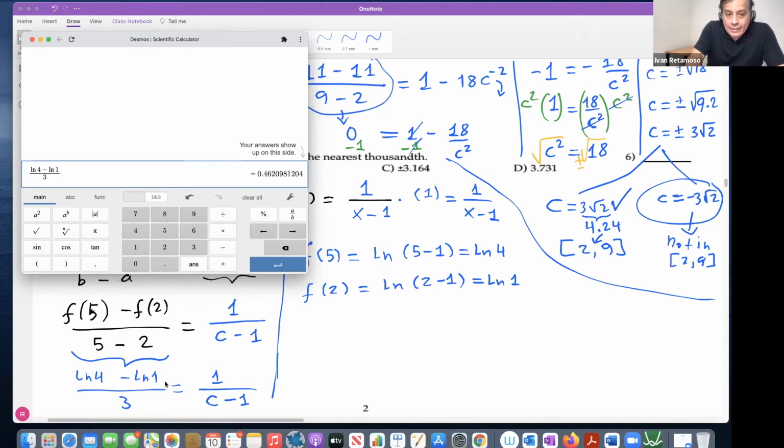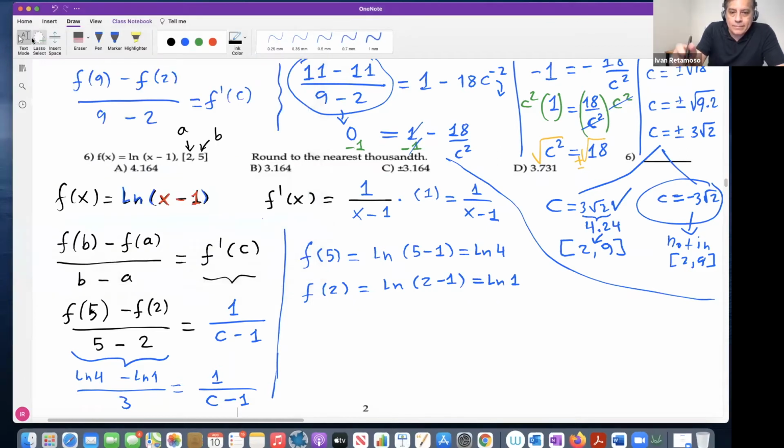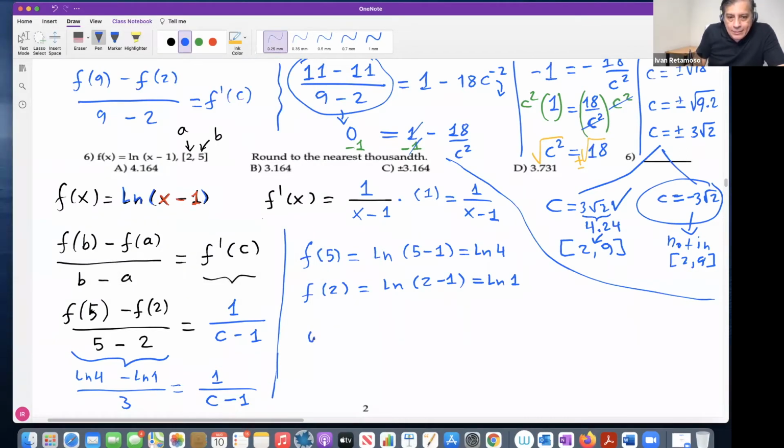When you divide this difference by 3, you get this number, 0.462, right? Let's write it down. I rounded it to 3 decimal places. That should be enough. 0.462. So this guy is 0.462 equal to 1 over c minus 1.